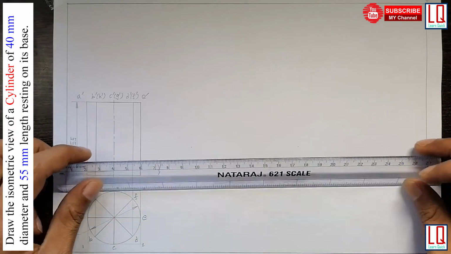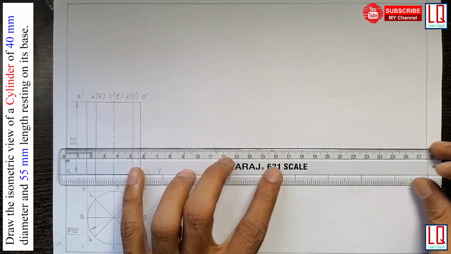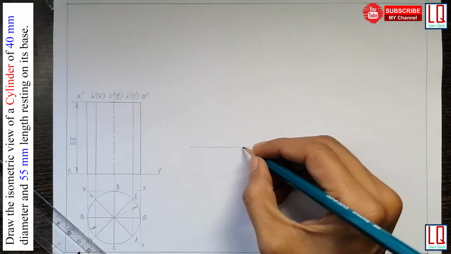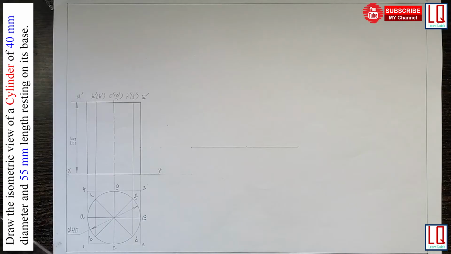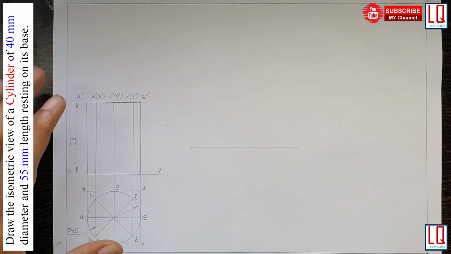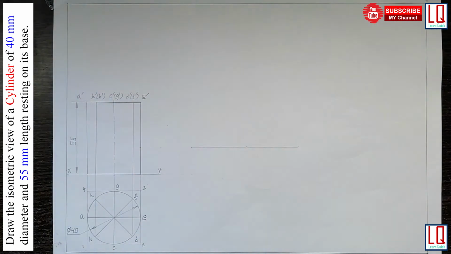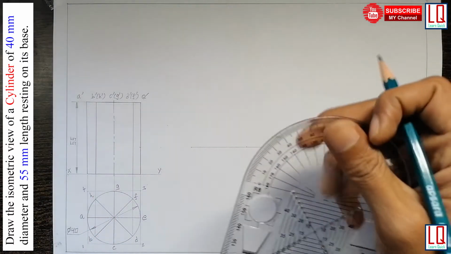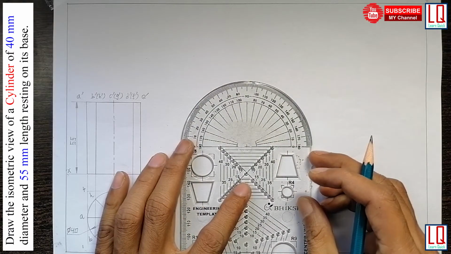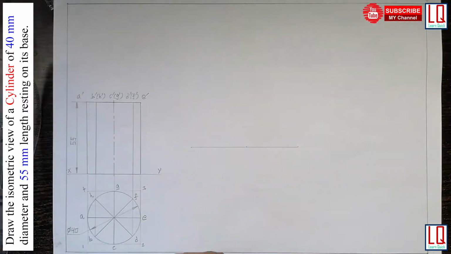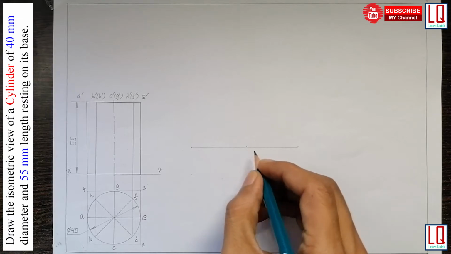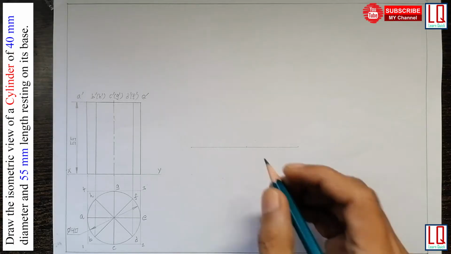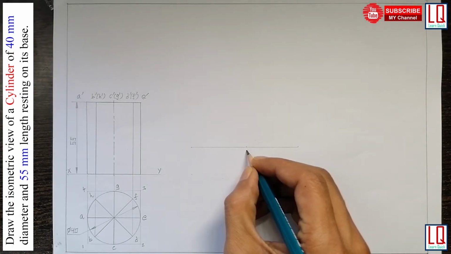In the first step, draw a horizontal line and mark a point. Now I am going to assume the cylinder is standing and vertical, whereas the base is parallel to the ground. So I consider a point and name it 1 or 2. In my case, 1 or 2 being the same, I consider it as 2.